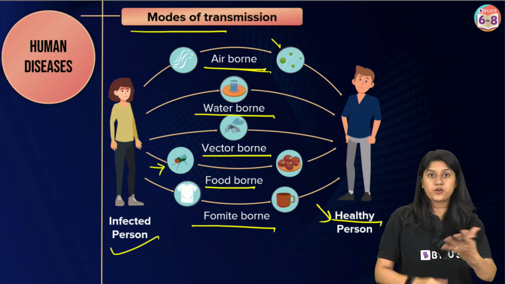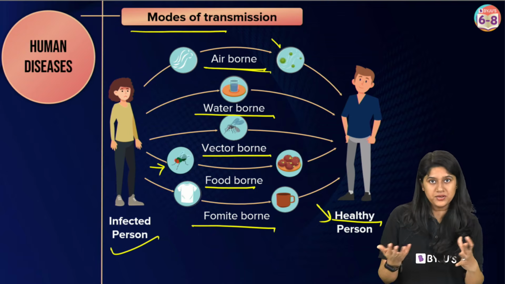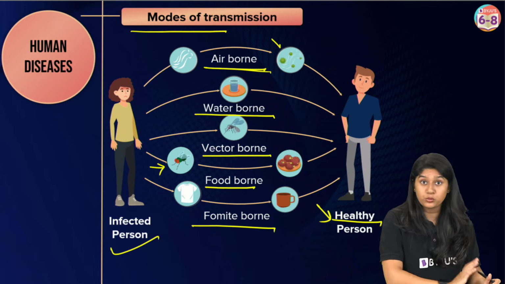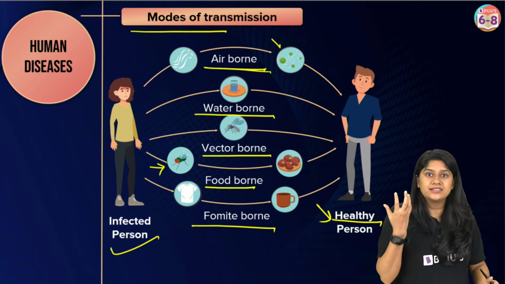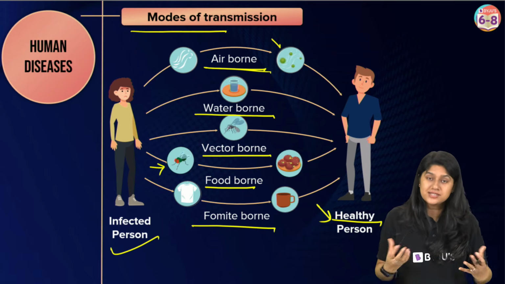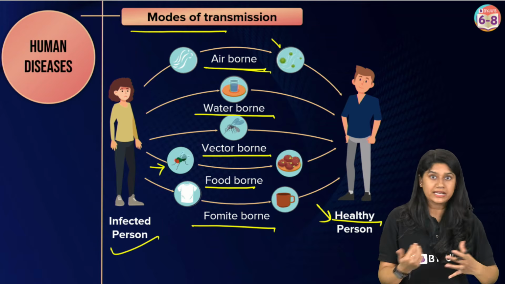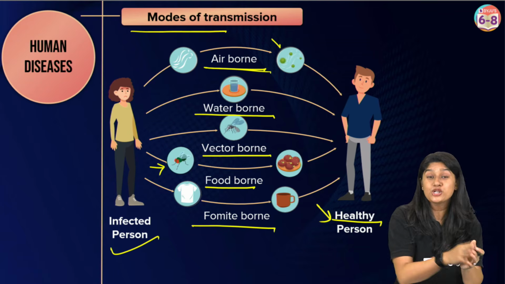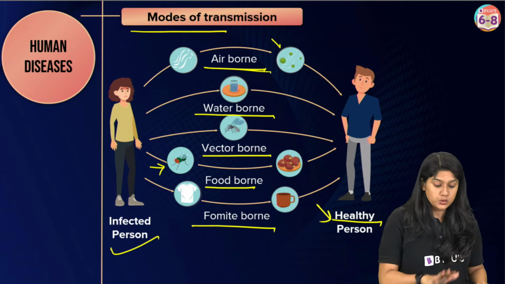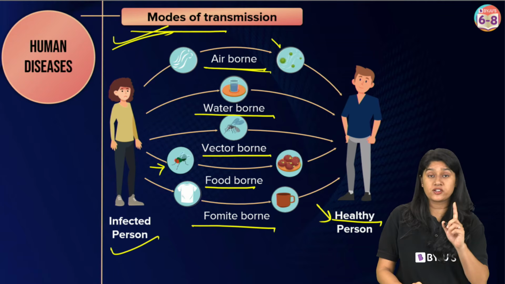Fomite-borne, of course, from the surfaces that we have all around us. If an infected individual touches a surface, and a healthy individual touches it, there are chances that we can transfer the disease. In terms of clothes also, it can easily move from the infected individual to the healthy individual. So here we have the different modes of transmission.